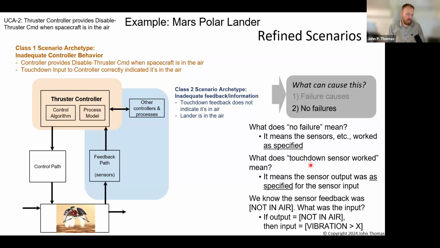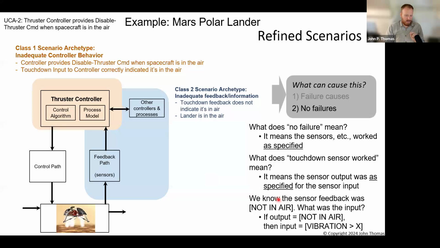Well, what does work as specified mean? If we wanted to ask an engineer, what does working mean? What does the non-failure mean? You go to the specification or the requirement, right? For the sensor. What does the requirement say? Requirement says when vibration is over X, spit out touchdown equals true. That's actually a transfer function, right? That's the required specified behavior of the touchdown sensor. And all we're saying is that's what happened. The sensor operated true to its specified behavior.